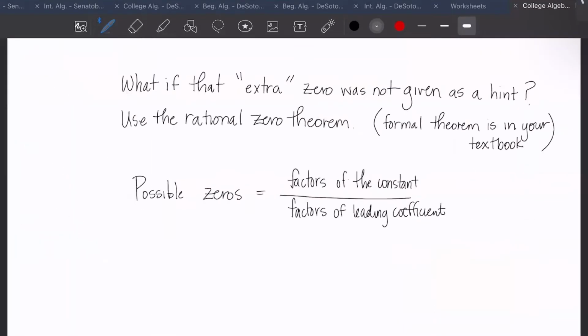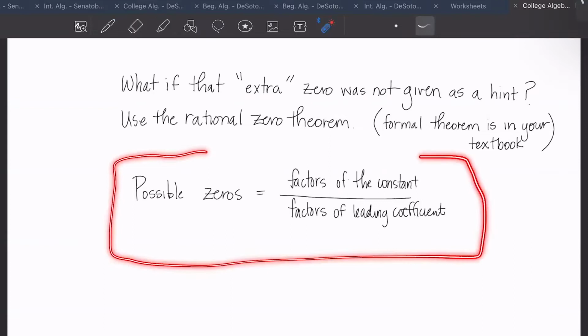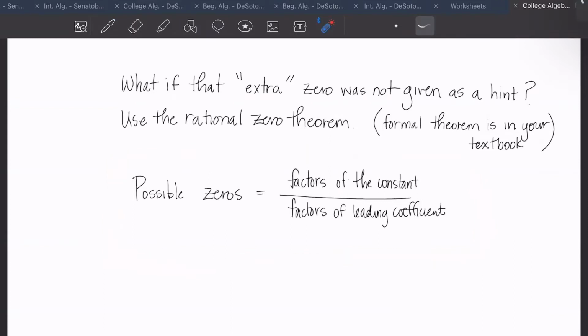If it's not given, then you're going to have to use the rational 0 theorem. The formal theorem is in your textbook, so if you would like to go see that, go ahead. But this is what it says. It talks about the possible zeros. This is very important. Possible zeros equals factors of the constant over factors of the leading coefficient.